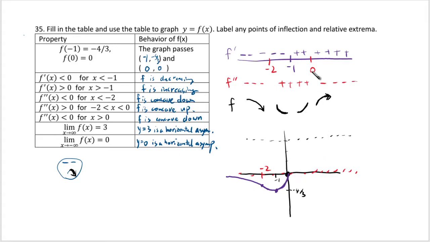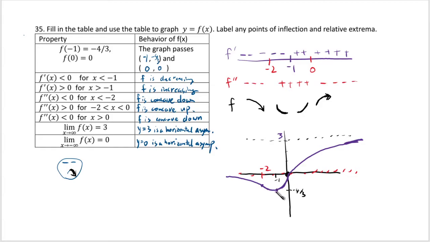And then afterwards, after 0, it has to be shaped like this, and it has to get closer and closer to this y equals 3. This is right at 3. So it better be going like that, so that it does have this y equals 3 as the asymptote. Okay? So we have all that, and label any points of inflection and relative extrema.